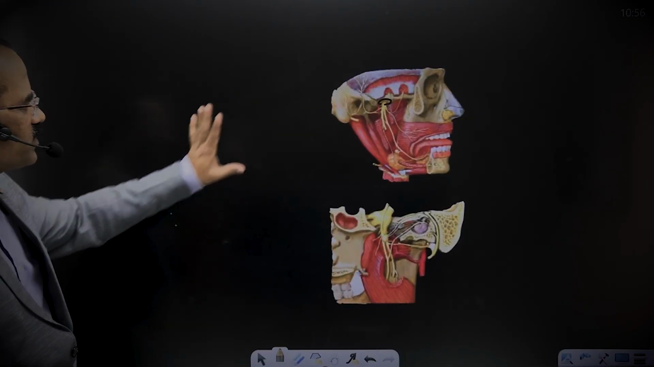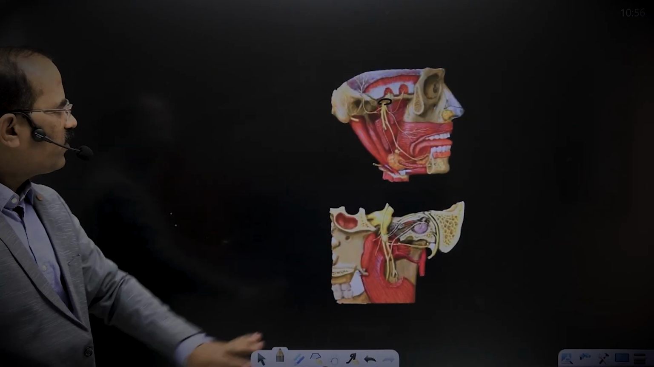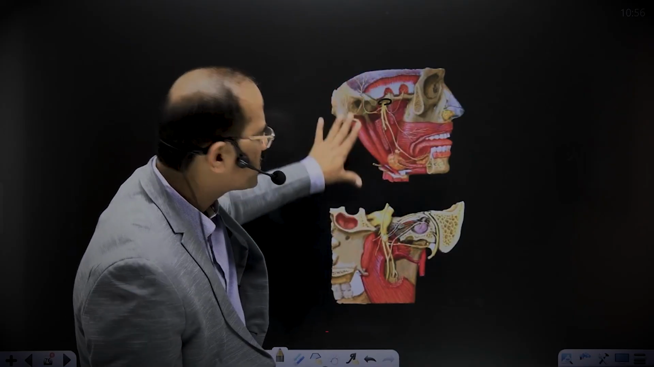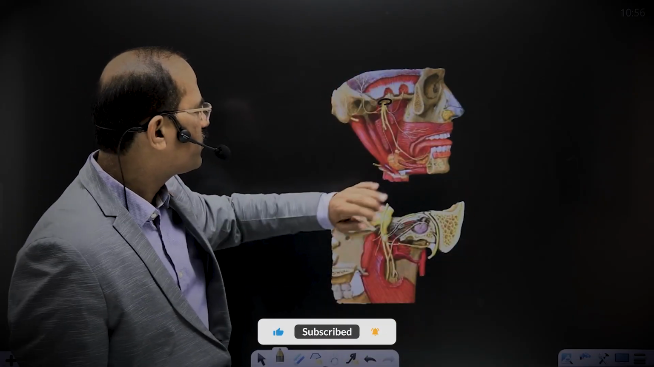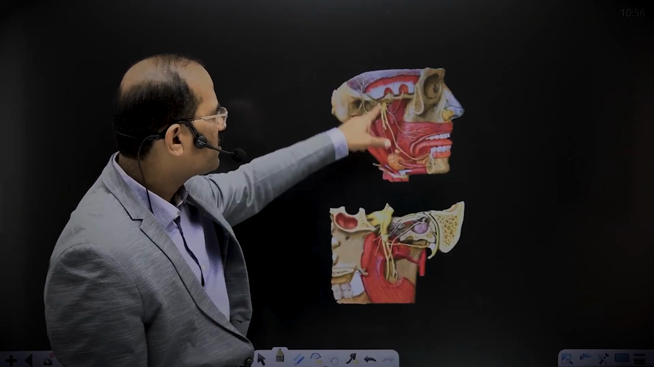Right. Now you tell me, where are we? What is this? We have removed the ramus of the mandible. We are in the infratemporal fossa. What's this nerve? That's the mandibular nerve.